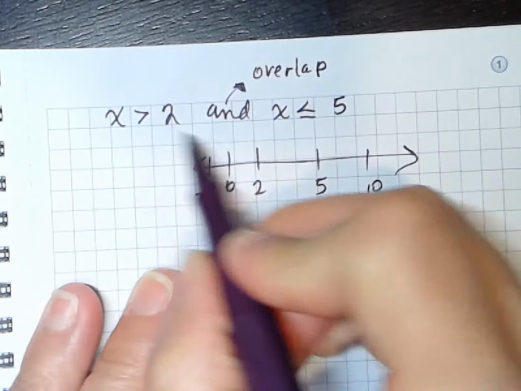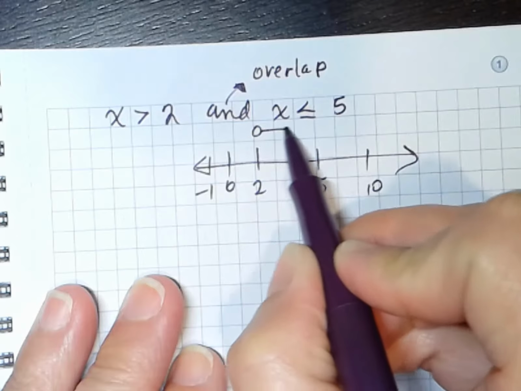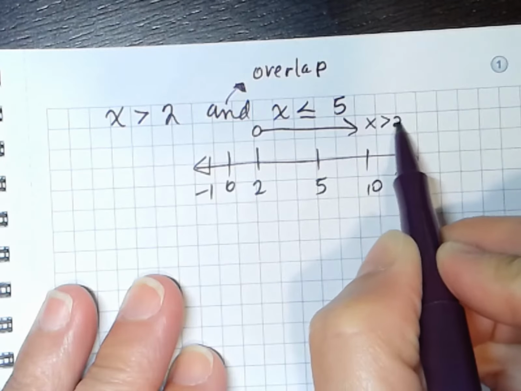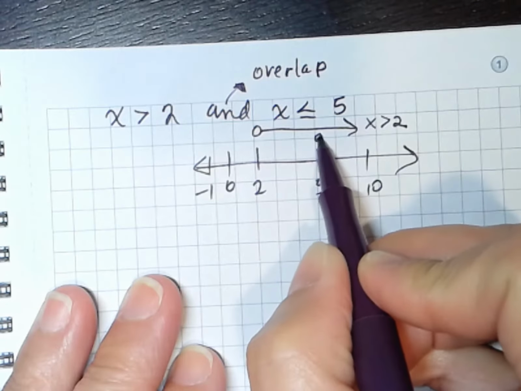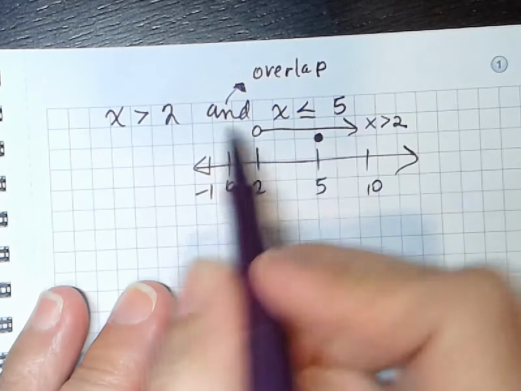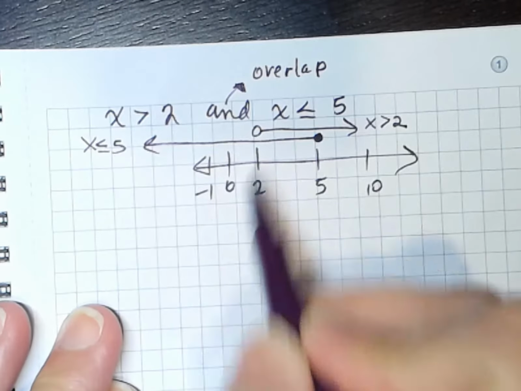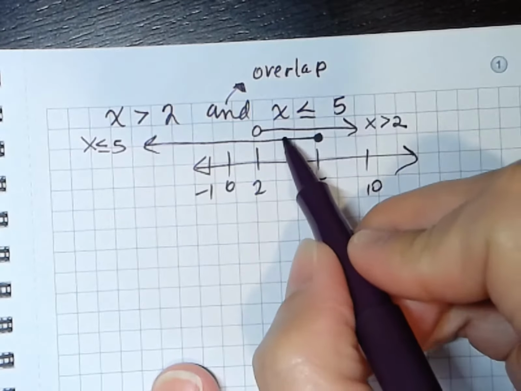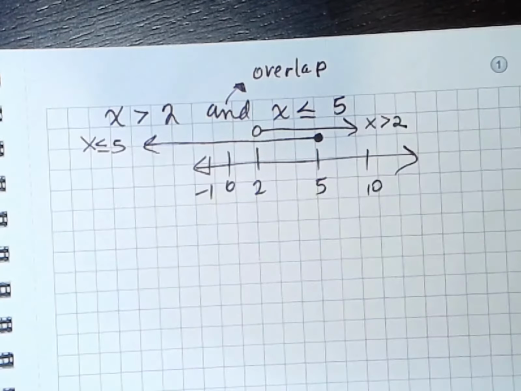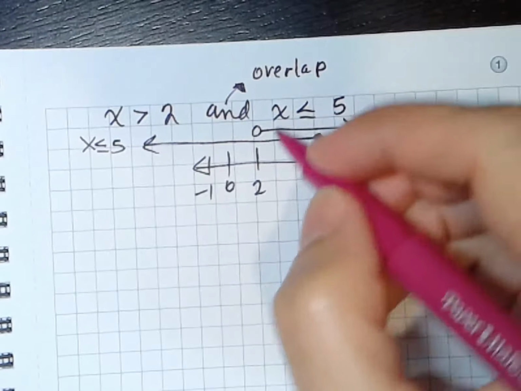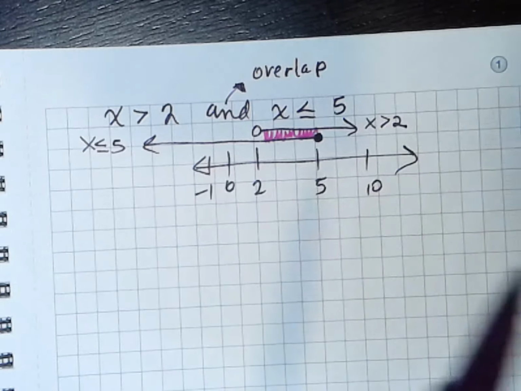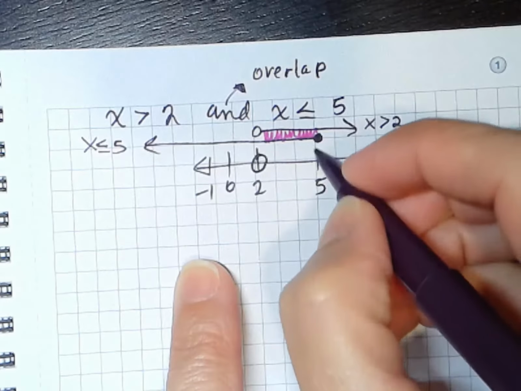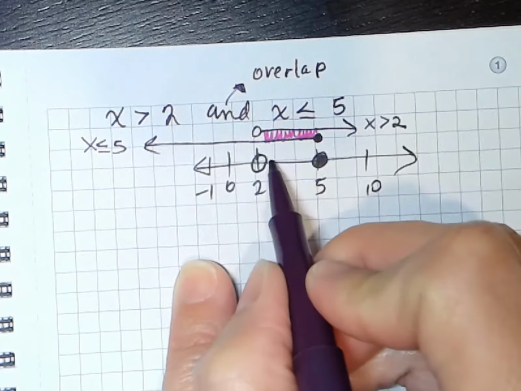Okay, so I want x is greater than 2, so this is a picture of x is greater than 2. And then I want x is less than or equal to 5, so I'll have to have a solid dot for the equal to. And then I want all of those less than, so here is x is less than or equal to 5. And so now my answer has to be in both. So the only place that has both is the place that these are shaded right there. And so my final answer is from 2 to 5 and in between.